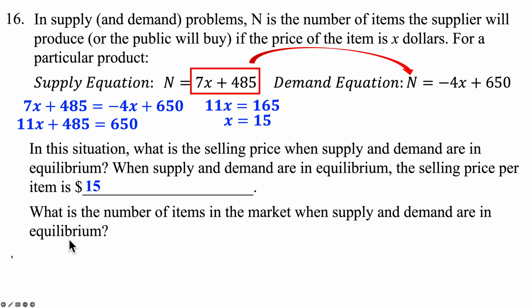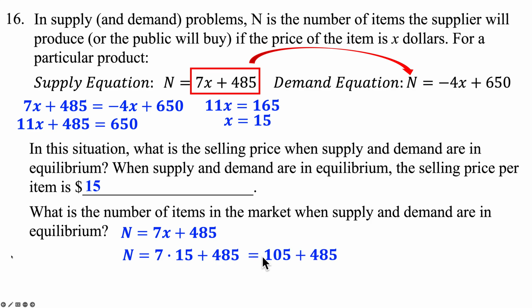What is the number of items in the market? Supply and demand are in equilibrium, so find n, take the 15. I would take this equation because it's all positive terms. Plug the 15 in for the x, 7 times 15 plus 485. Just type that just as you see it into the calculator. You'll get 590.